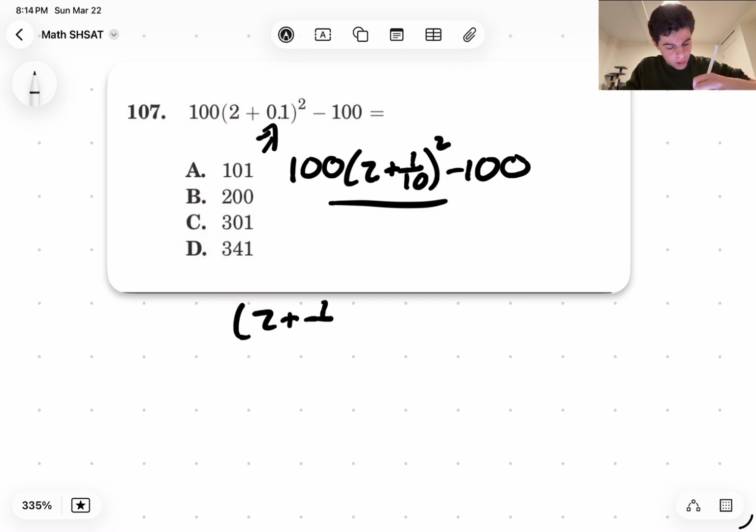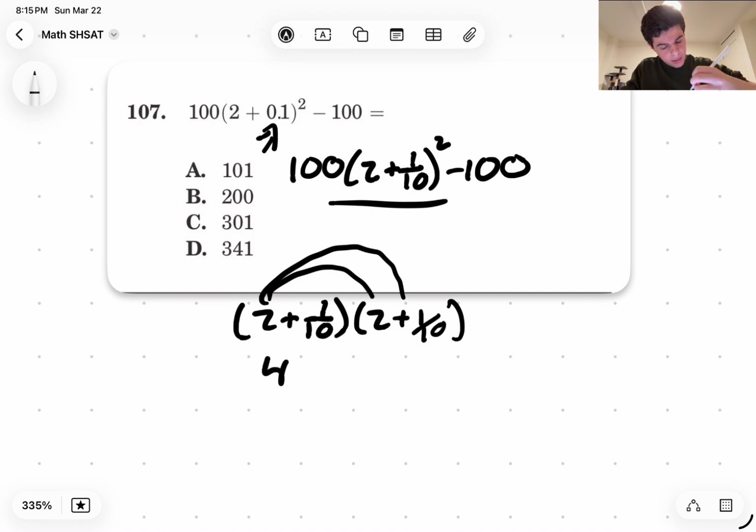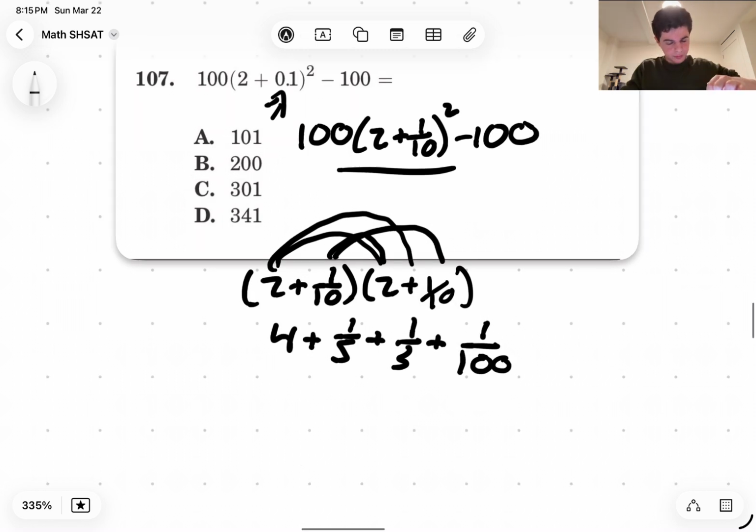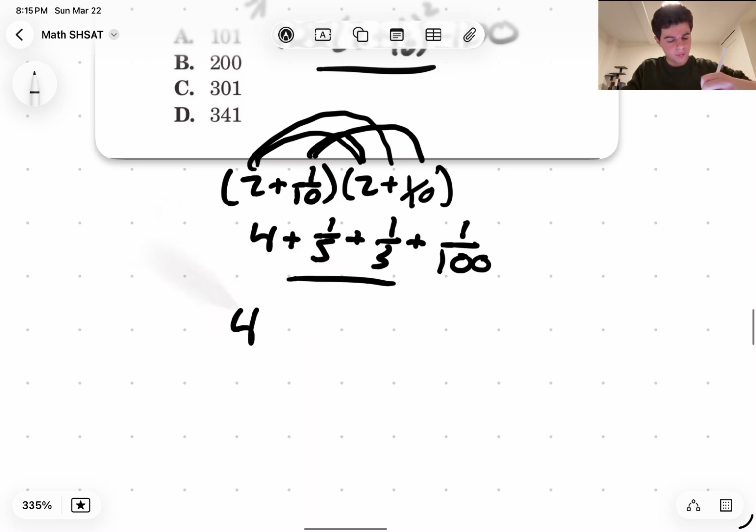2 plus 1/10 times 2 plus 1/10. 2 times 2 is going to be 4. 2 times 1/10 is going to be 1/5. Let's just make that neater, 1/5. And then we're going to have to do that again, plus 1/5. And then 1/10 times 1/10 is going to be 1/100. Now, simplifying this, we can get 4 plus 2/5 plus 1/100.